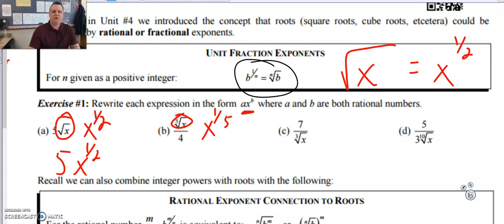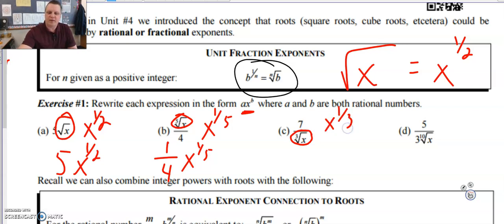You have to be careful because what this actually is, is 1/4 x to the 1/5. That's probably how you'll see it written. You won't see it as x to the 1/5 over 4. The next one, here it is down here. So it's x to the 1/3, but now that's in the denominator, so it's actually 7x to the negative 1/3 because of a prior property with fractional exponents when the exponent is in the denominator.